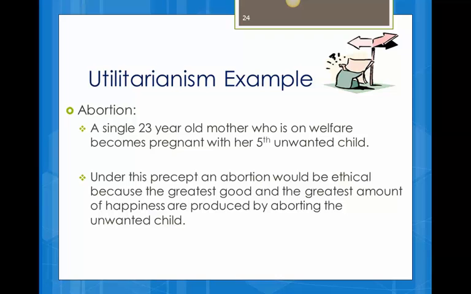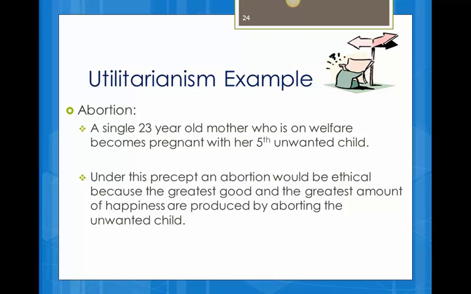So let's take a look at an example. Now, I do use abortion frequently as an example within my ethical PowerPoint. It's not supporting how I view abortion. I just use it as an example. So let's say that there is a single 23-year-old woman who's on welfare, and she becomes pregnant with her 5th unwanted child. If you were a utilitarian, under this precept, an abortion would be ethical because it's the greatest good and the greatest amount of happiness produced by aborting the unwanted child.